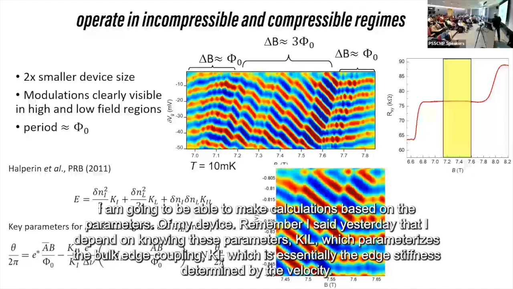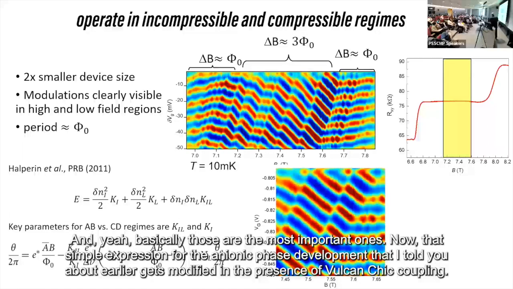But I can also do a little bit more. I'm going to be able to make calculations based on the parameters of my device. Remember I said yesterday that I depend on knowing these parameters, KIL, which parameterizes the bulk edge coupling, KI, which is essentially the edge stiffness determined by the velocity, and basically those are the most important ones.